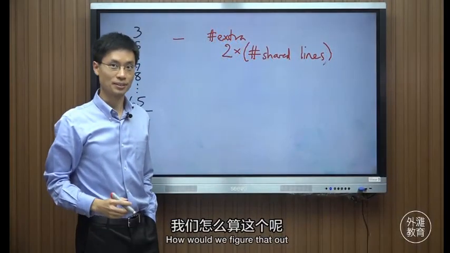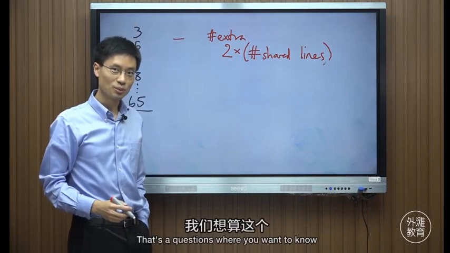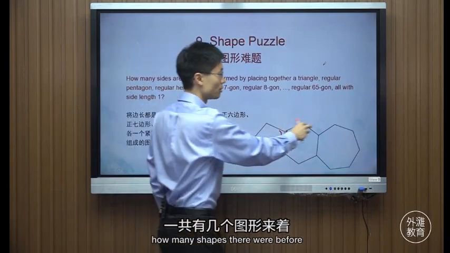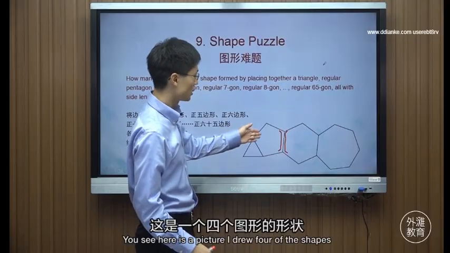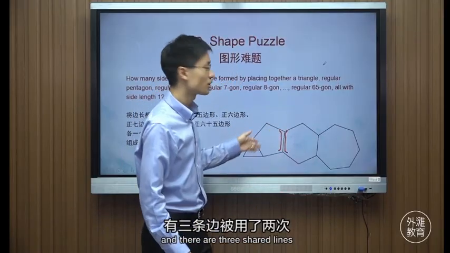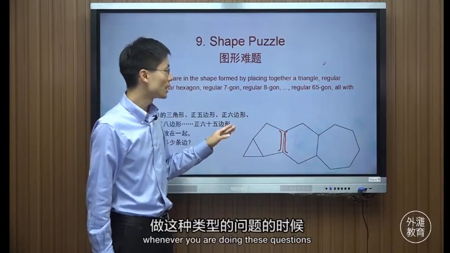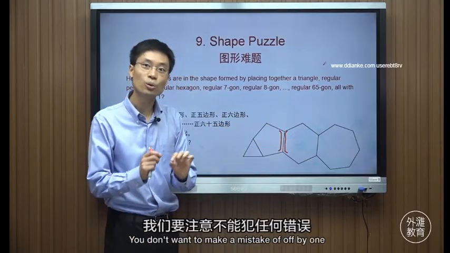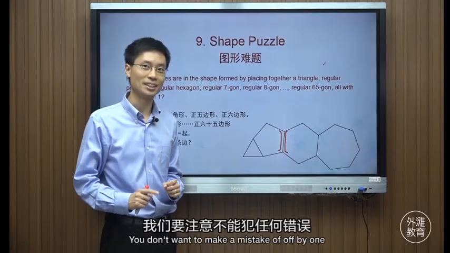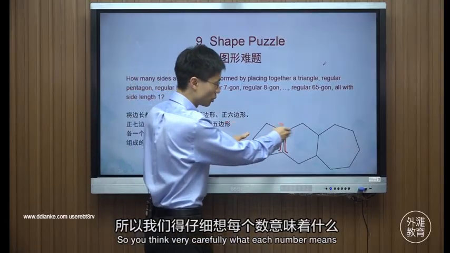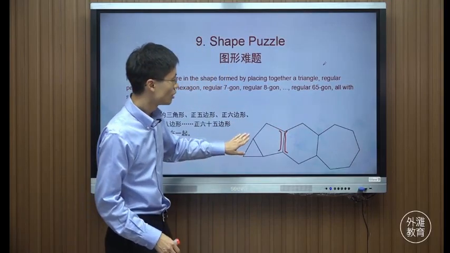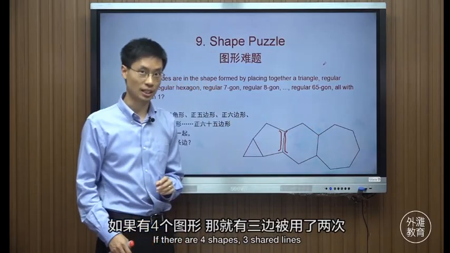How would we figure that out? That's a question where you want to know how many shapes there were before. You see, here's a picture. I drew 4 of the shapes, and there are 3 shared lines. Look at how carefully I'm explaining this. Whenever you're doing these questions, you don't want to make a mistake of off by 1. So you think very carefully what each number means. If there are 4 shapes, 3 shared lines.